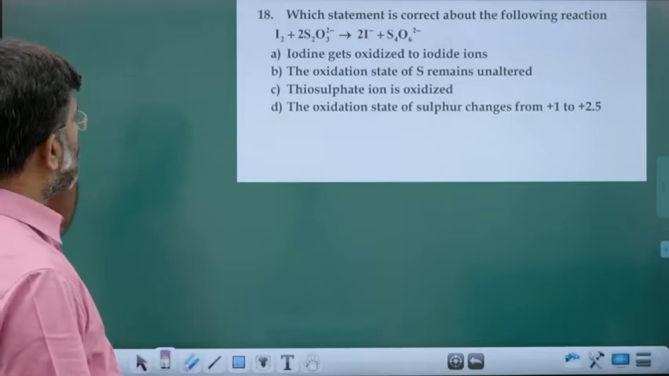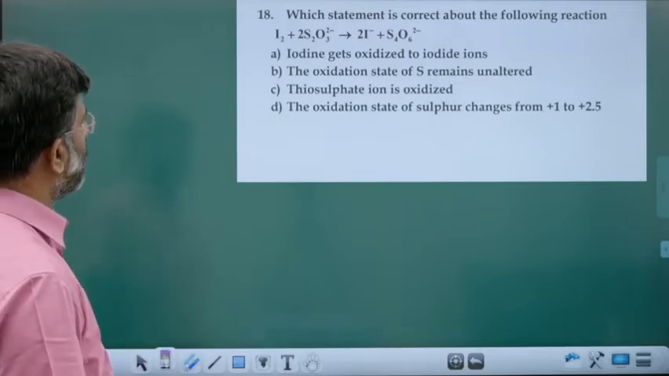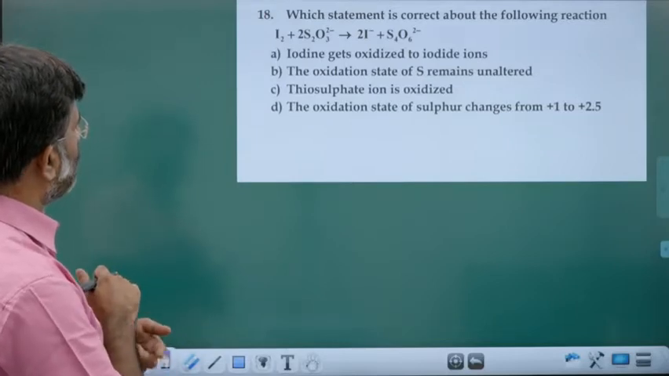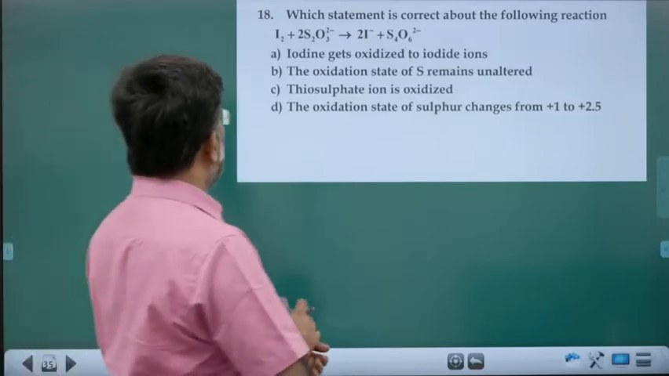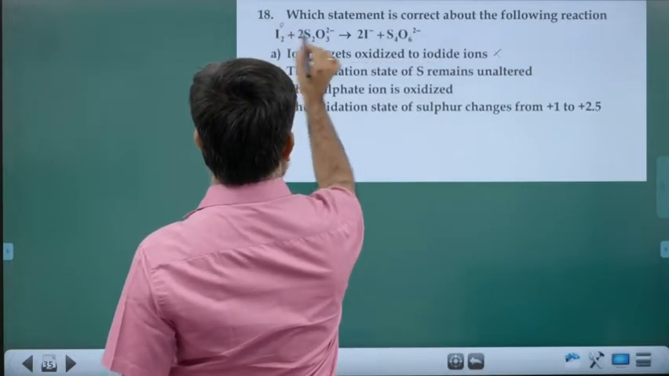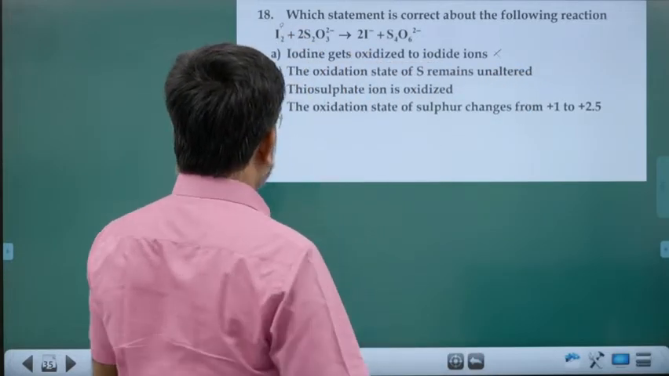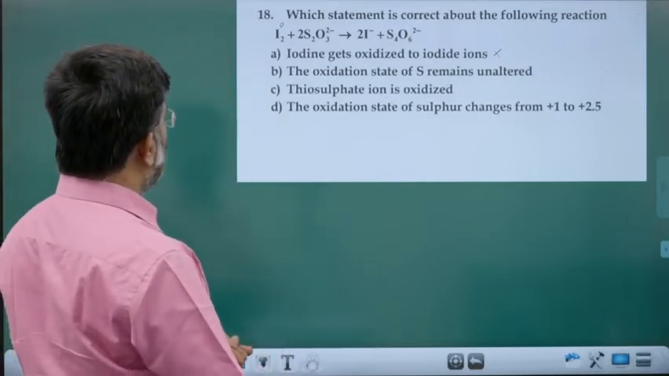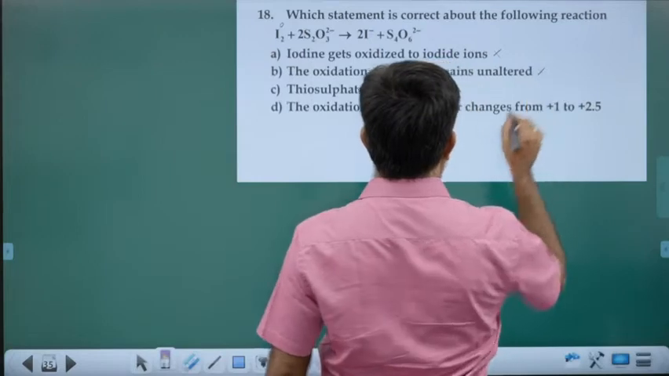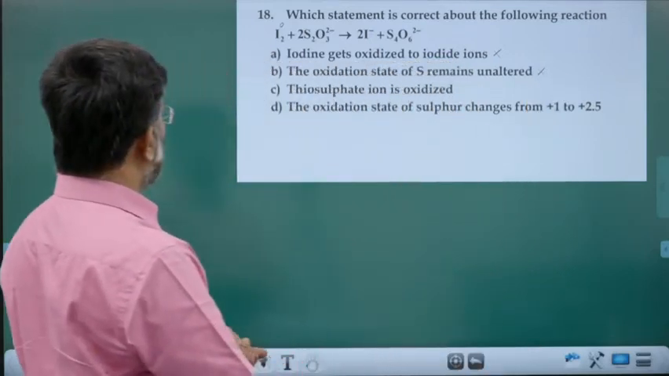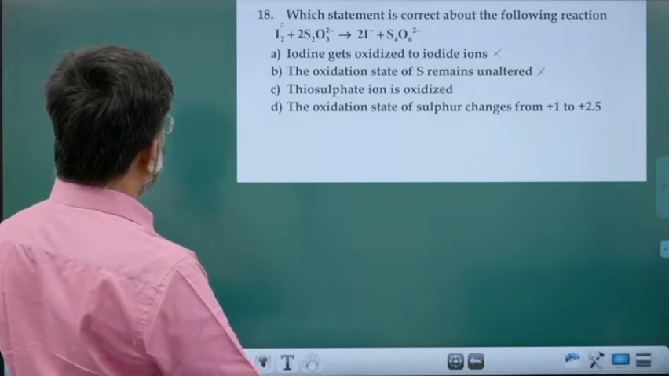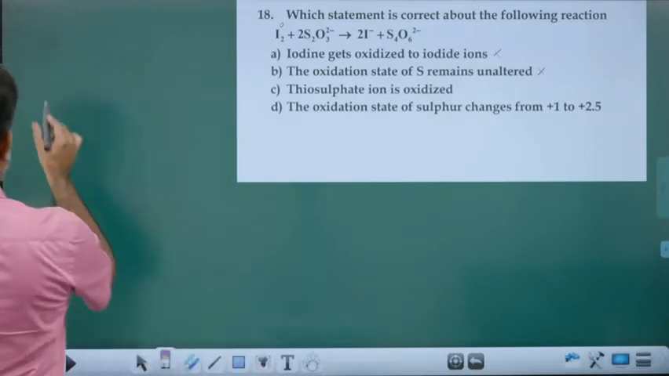Which statement is correct about the following reaction? Iodine gets oxidized to iodide. Wrong. Iodine is reduced. Iodine 0 is reduced to I minus. The oxidation state of sulfur remains unaltered. That is also wrong. There is a change in the oxidation state. What is the oxidation state?